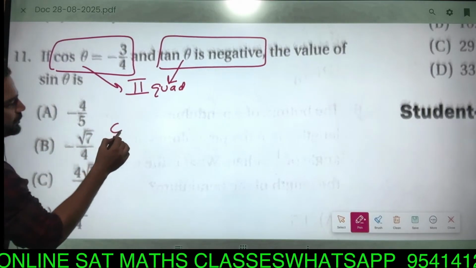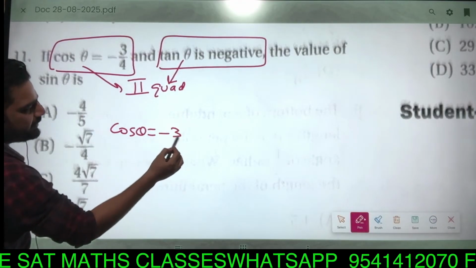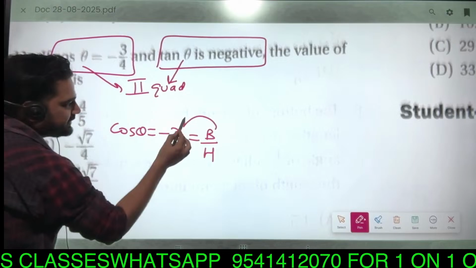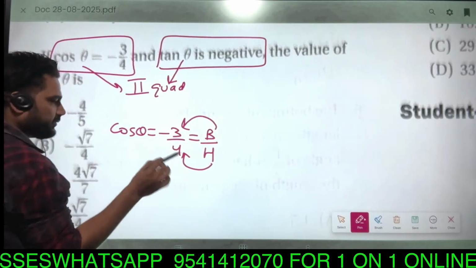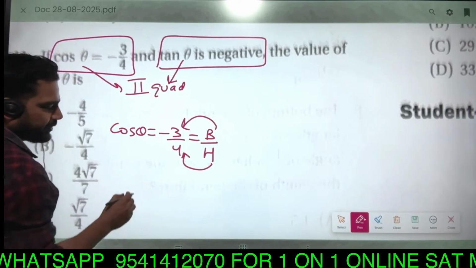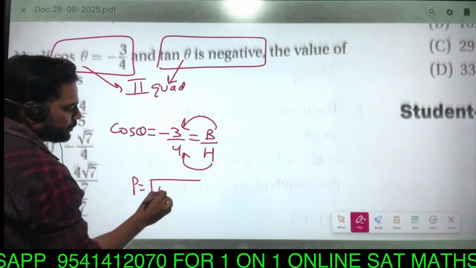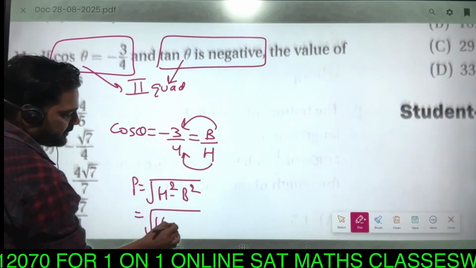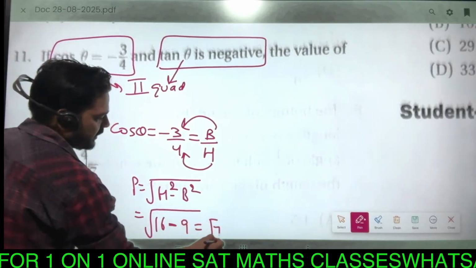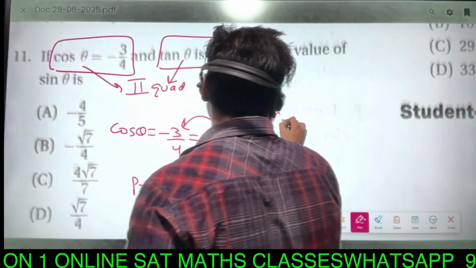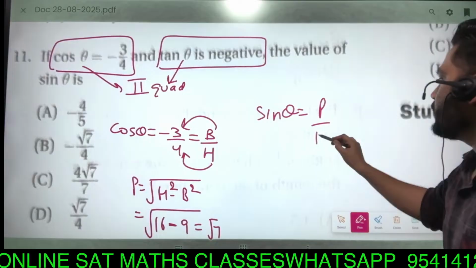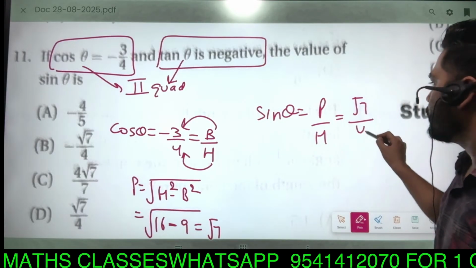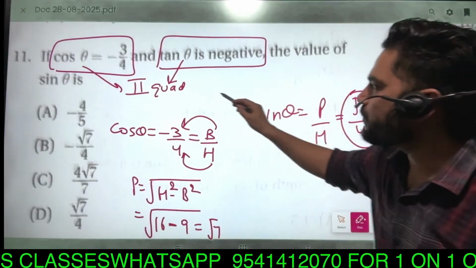Very easy. If cos theta is minus 3 by 4, and we know cos theta is base upon hypotenuse, so base is 3, hypotenuse is 4. We can find the perpendicular by applying the Pythagoras theorem. Perpendicular will be under root h square minus b square. So it will be under root 16 minus 9. It will be root 7. Now we have to tell the value of sin theta. Value of sin theta is perpendicular by h, and perpendicular is root 7, and h is 4. So the answer is root 7 by 4, and we know the quadrant is second.